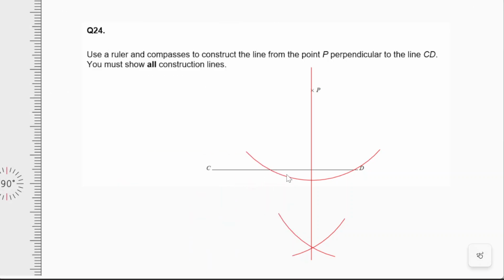So this is my first set of construction lines. Could have been 2 separate arcs, but I did it as one continuous arc. And then I placed my point on each of the arc lines and arced below the line. Where the 2 arc lines crossed, that became my perpendicular bisector.